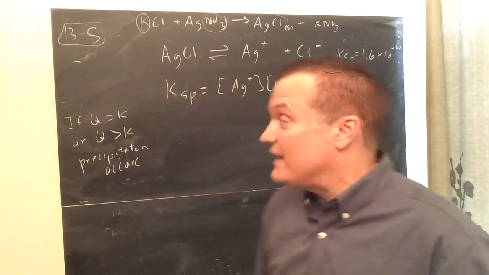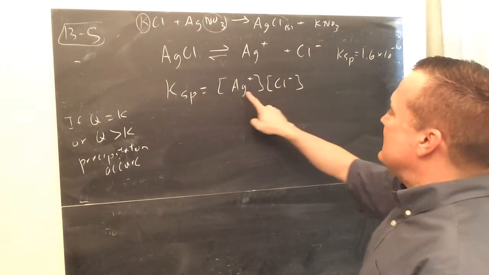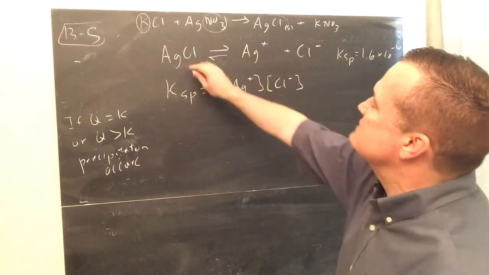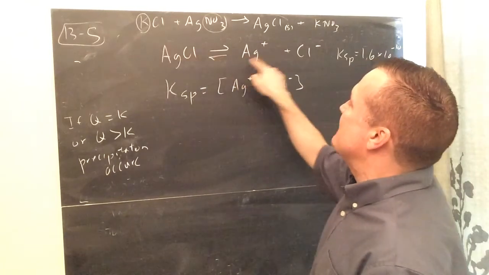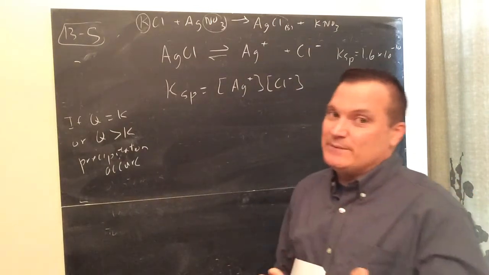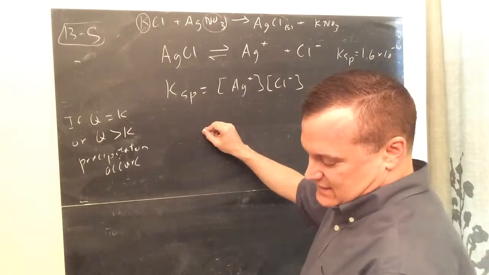Now here's another weird thing. What if I multiply these two things and it's smaller than that number? If I multiply these and it's smaller than that, what it tells me is there is no solid at all. You just have these in a solution. So you could have these two things dissolved and not see any solid. It wouldn't be an equilibrium because there's no solid.